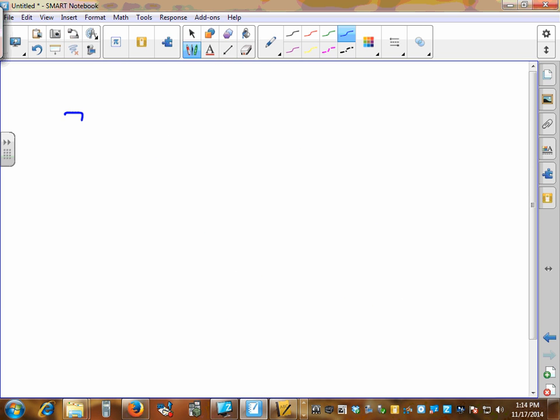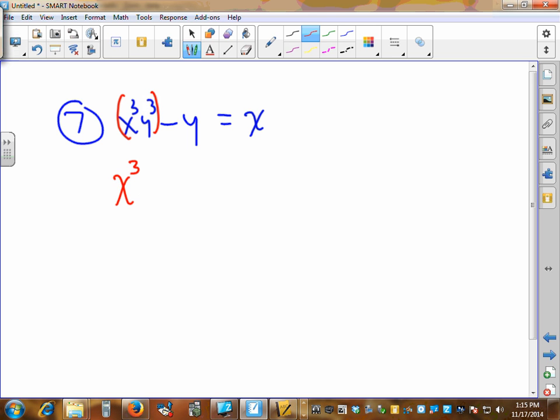Okay, number 7. It starts out with a product, x cubed y cubed, minus y equal to x. We've got a product here, so we're going to do product rule: first times derivative of the second, plus second times derivative of the first, minus the derivative of y, and the derivative of x is 1.